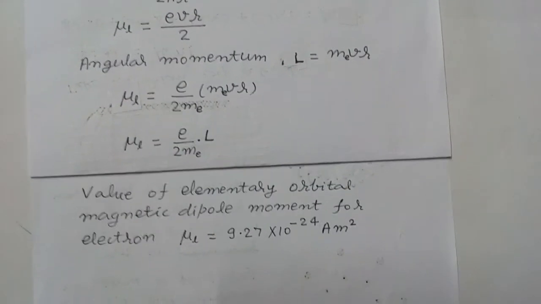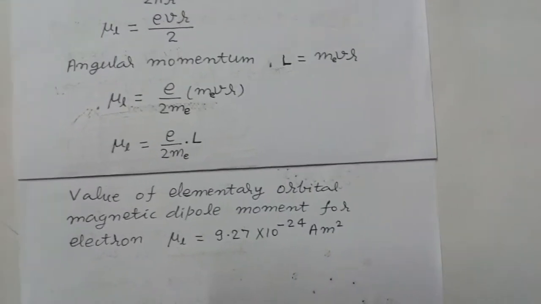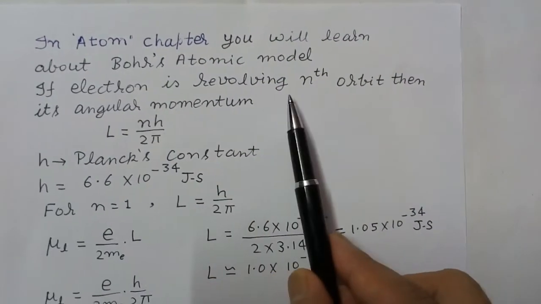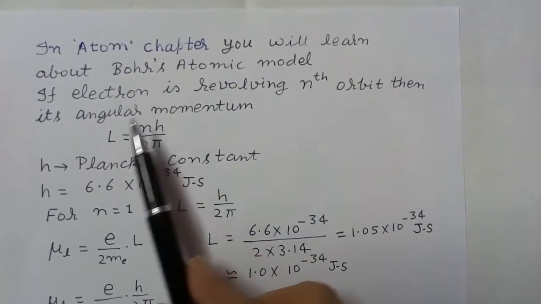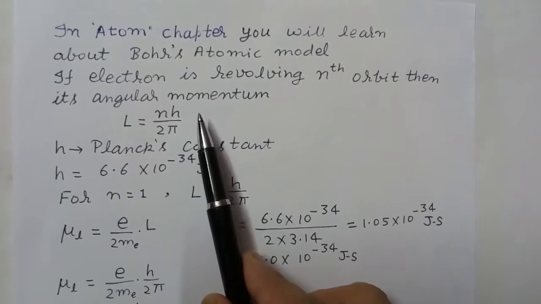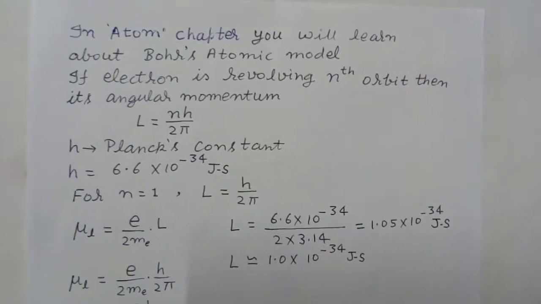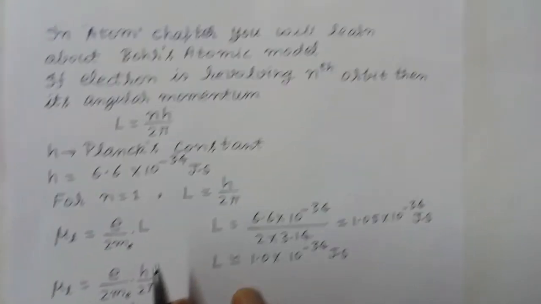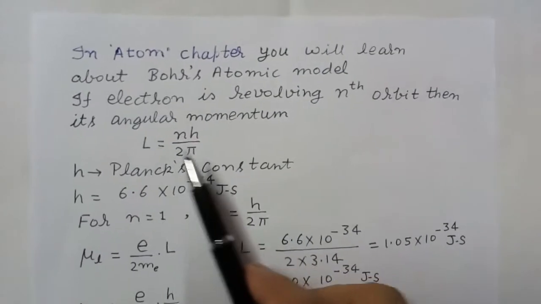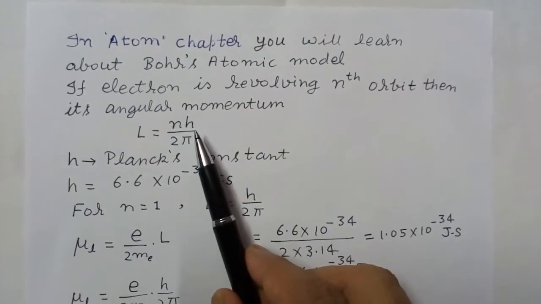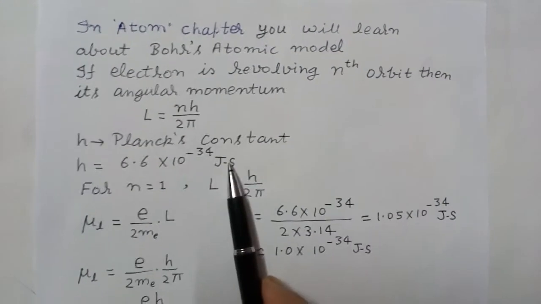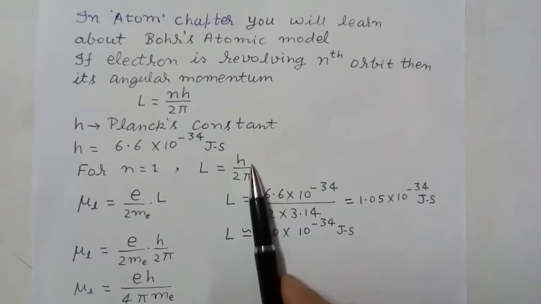Now in the atom chapter you will learn that according to Bohr's atomic model, if electron is revolving in nth orbit, then its angular momentum is given by the formula nh upon 2 pi, where h is Planck's constant. When you study the chapter photoelectric effect, then you will know about quantization of energy, and there you will know about this Planck's constant h. Its value is 6.6 into 10 power minus 34 joule second. So for n is equal to 1, L is equal to h upon 2 pi.